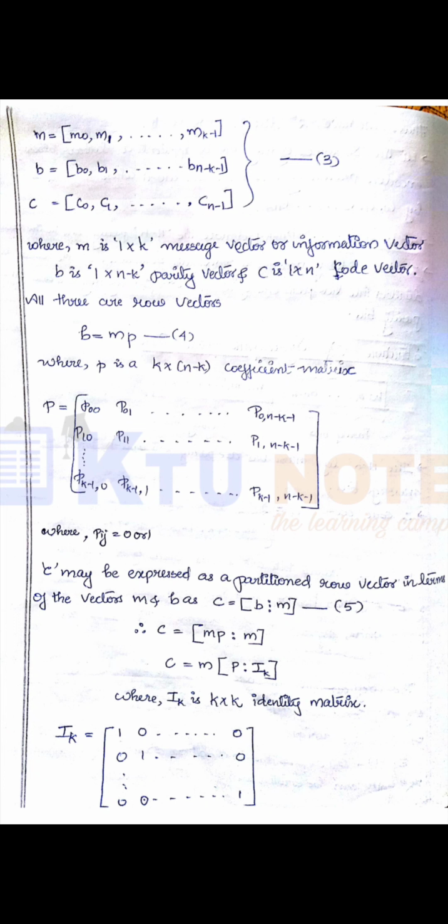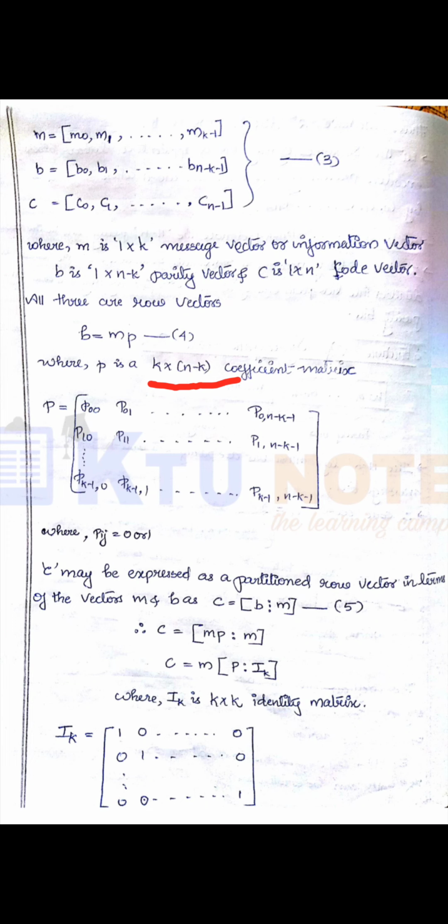So we can write B as a linear combination. The parity bits are a linear combination of message bits. So the parity bits B can be obtained from B equal to MP. This is also an important equation. B is equal to M into P. So the parity bits B are a linear combination of the message M. M is the message, P is the parity matrix and B is the parity bits. So P is k by n minus k. The size of P is also important.